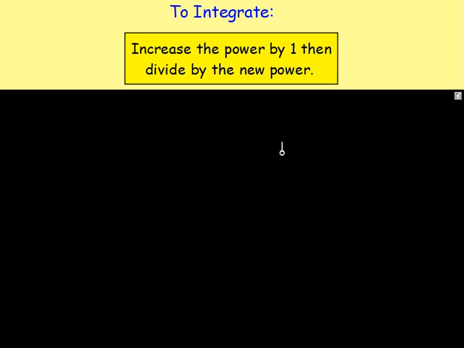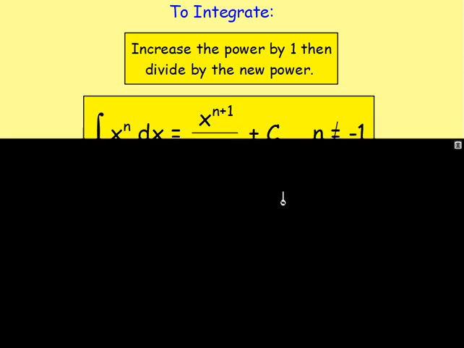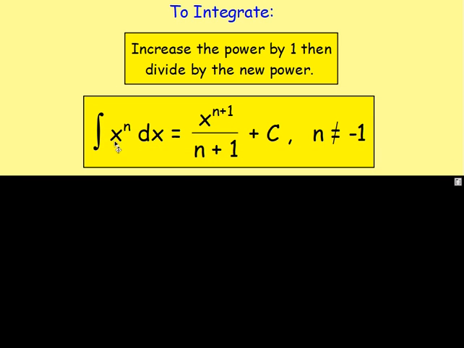So as I just said, to integrate, you increase the power by 1 and then you divide by the new power. If you had x to the power of n and you were integrating that, well, you add 1 to the power, so it goes to n plus 1. So you'd have x to the power of n plus 1. You divide by that new power, so you divide by n plus 1. And what do you need on the end? Plus c. You've always got to include this plus c.